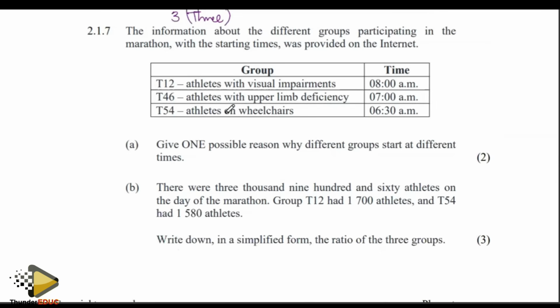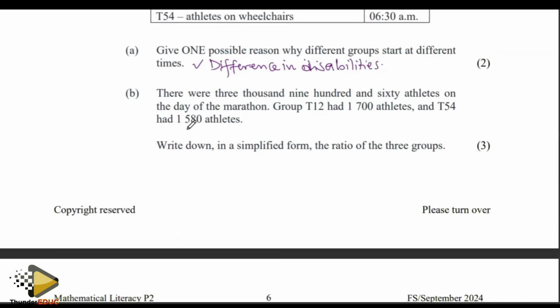All right, the information about the different groups of participants participating in the marathon with starting time was provided on the internet. Give a possible reason why different groups start at different times. One possible reason is they have different disabilities, differences in disability.